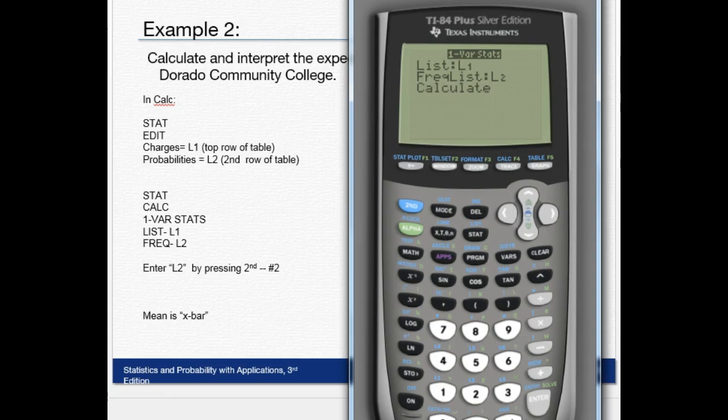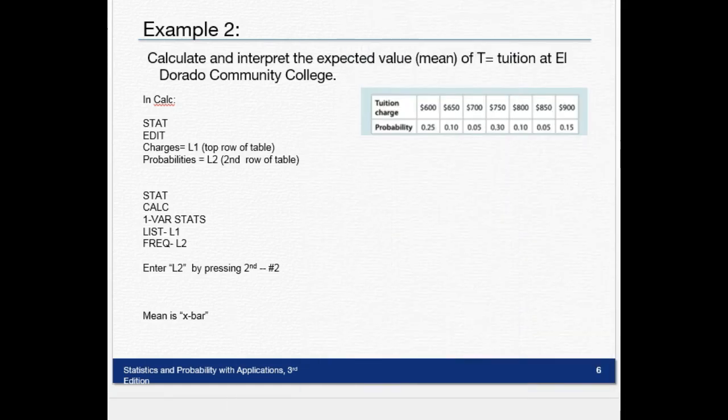And then you come down to calculate. And it's going to generate your mean and standard deviation. So mean, remember, is the x bar. So mean is right there. It's the 732.5. That is the mean tuition cost. Okay? So we're going to write that down. You would do the symbol mu t, because mu means mean and t is tuition. It's going to be 732.50. All right? Now that's the calculate part. You didn't have to do a whole lot. Just put it in the calculator.